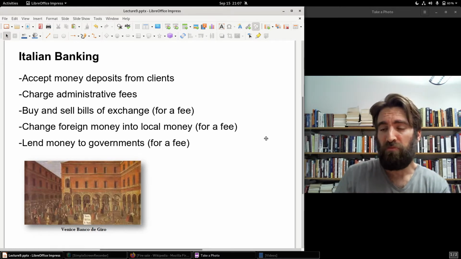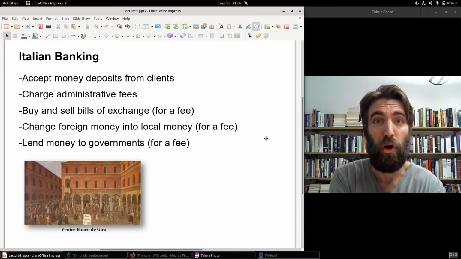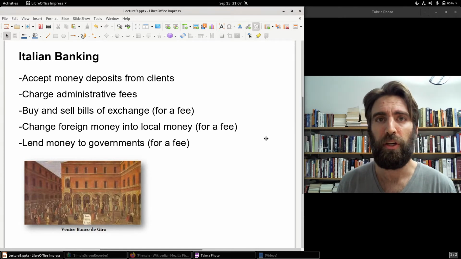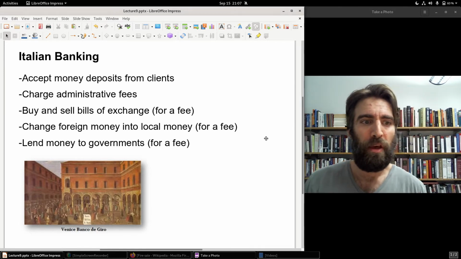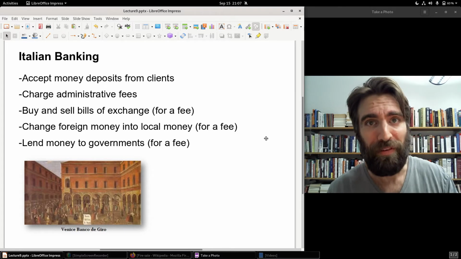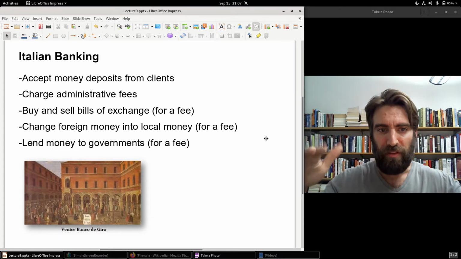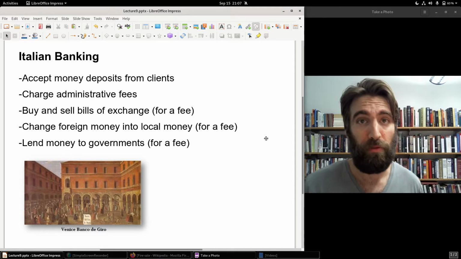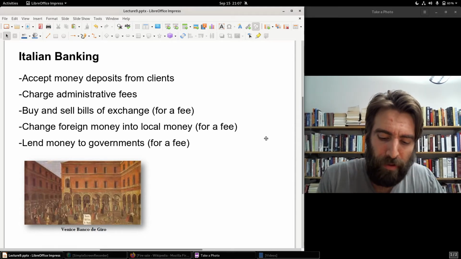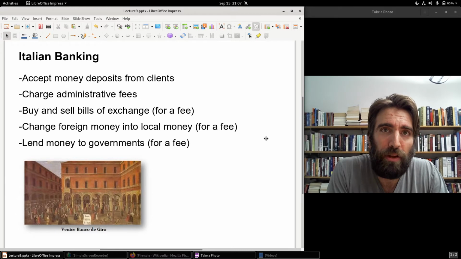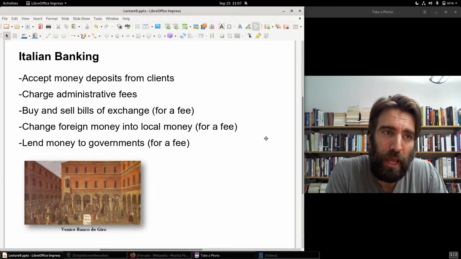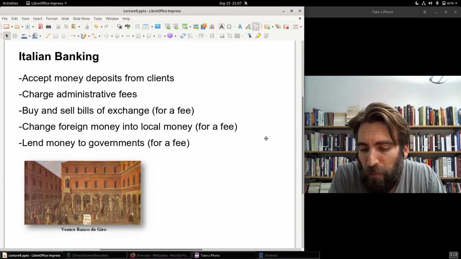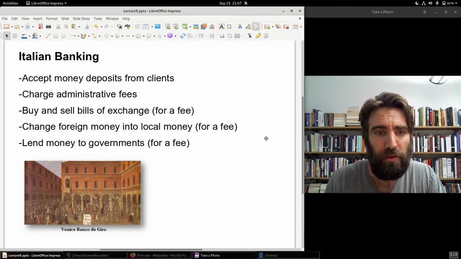Money changing. You come in, you have foreign money, I need local coin. Oh, we'll change that money for a fee. We'll lend money to governments for a fee. All of the fees at every single level. So there were lots of ways to make money for a bank without technically violating the church's prohibition on usury. And similar methods are used today in the Islamic world as well.